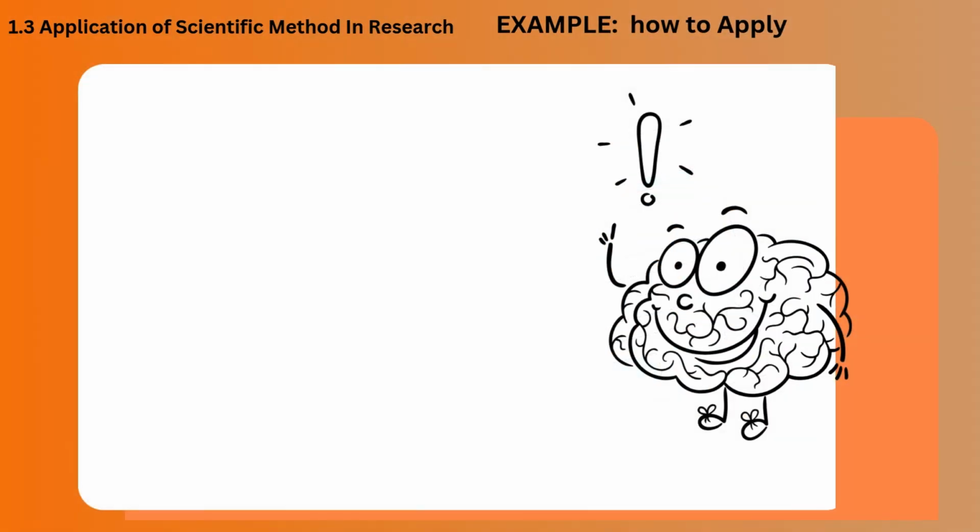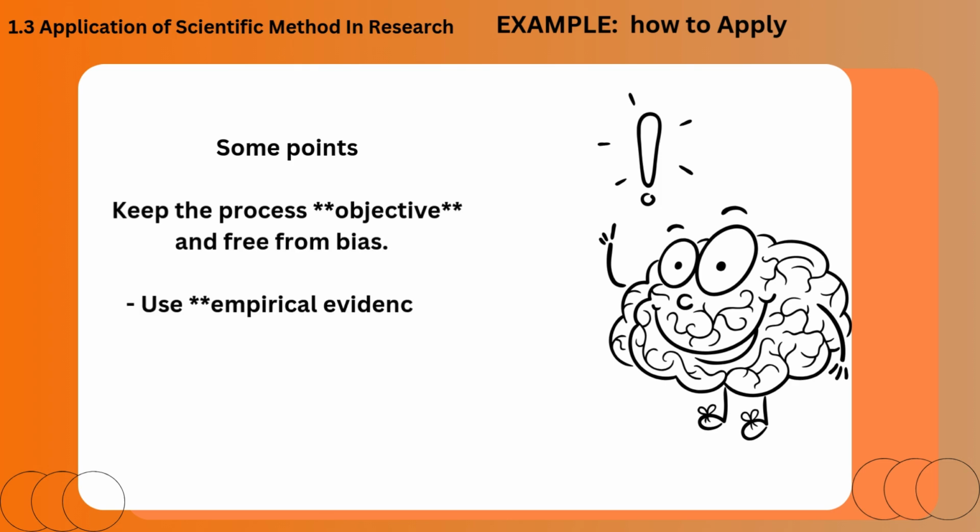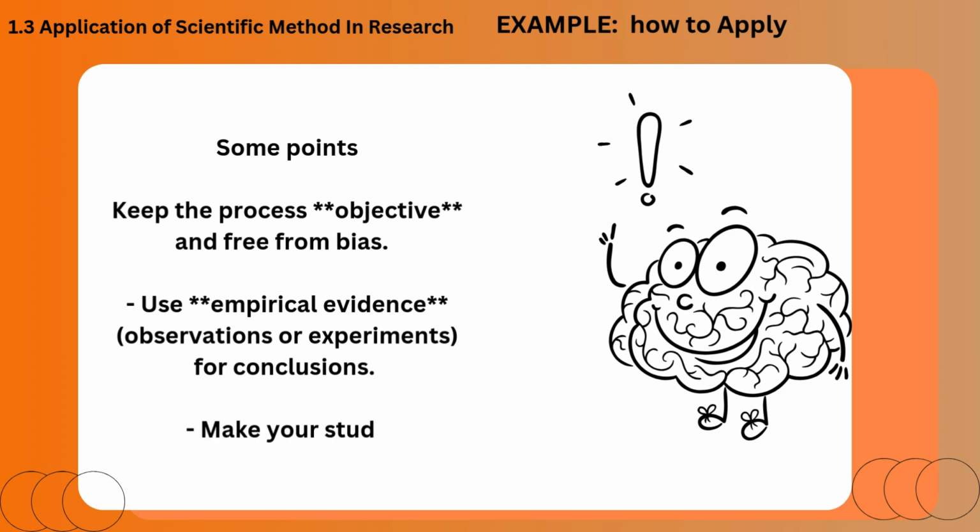Some common important key points to remember are keeping the process objective and free from bias, using empirical evidence, this is observation and experiment for conclusions, and making the study systematic and repeatable. That means it can be repeated and we get the same results.